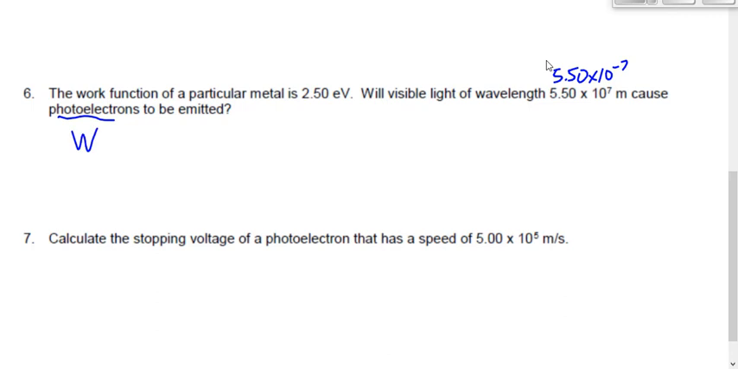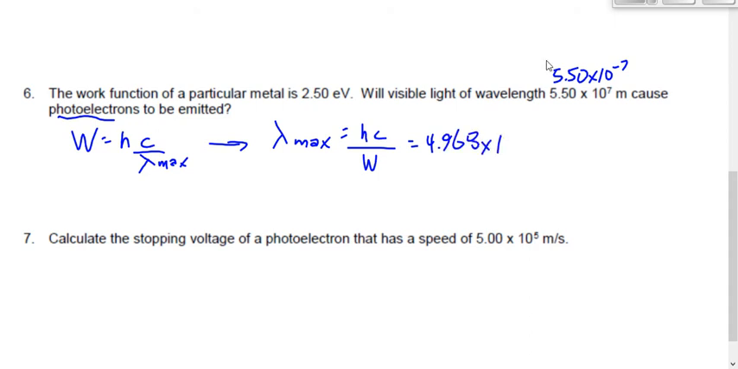The first way is to find the threshold wavelength. We know that the work function is h times the threshold frequency. We also know that it's hc over the threshold wavelength. Threshold wavelength being the max wavelength. Let's solve for lambda max here. That works out to be hc over W, and when you solve for lambda max, it gives you 4.968 times 10 to the minus 7 meters.